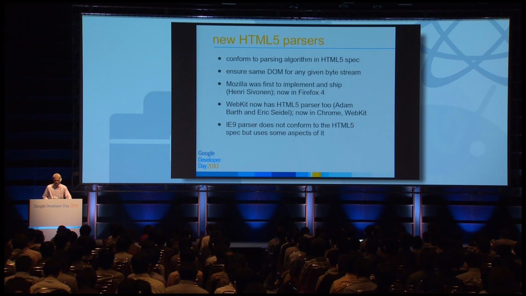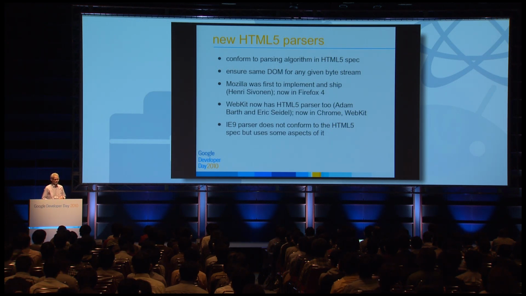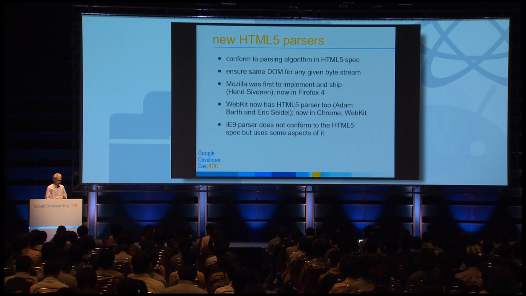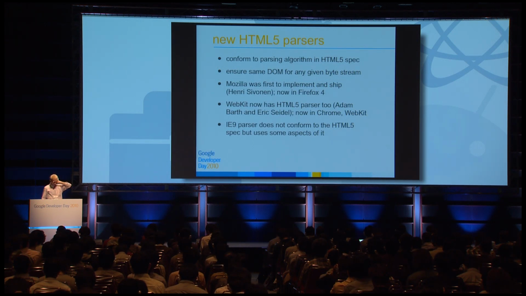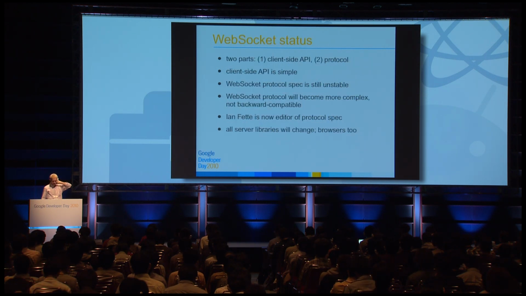So just to make it clear, what I'm talking about when I say the spec is that the HTML5 specification has an algorithm that tells you, given any particular byte stream, this is how you convert it into a DOM. So if you have browsers that implement that parsing algorithm, you will get exactly the same DOM in those two different browsers. And that includes dealing with weird cases like document write, that are a lot of trouble to deal with from a parsing point of view. So that's parsers.